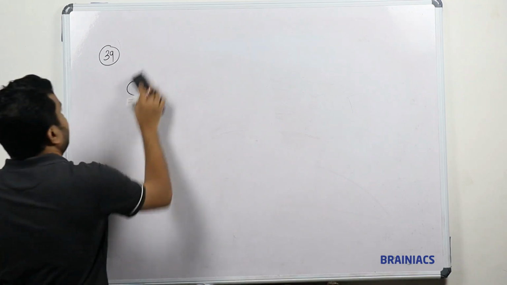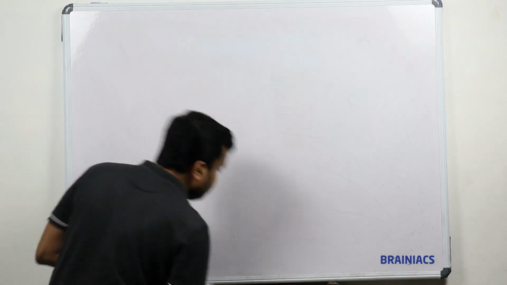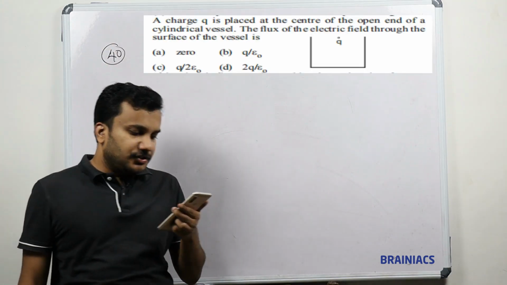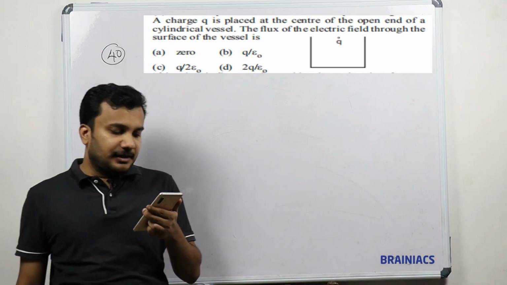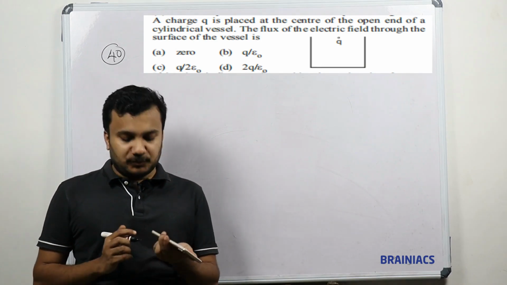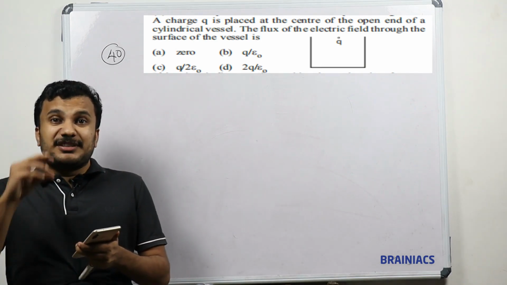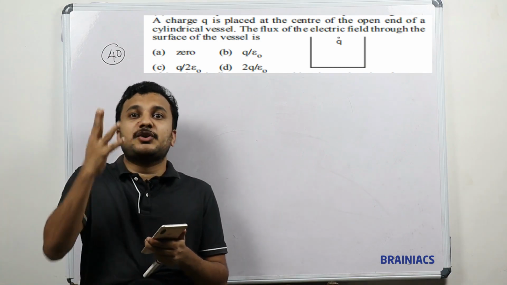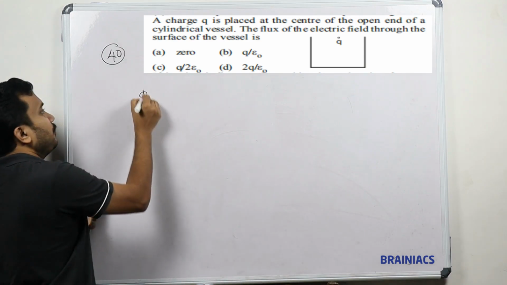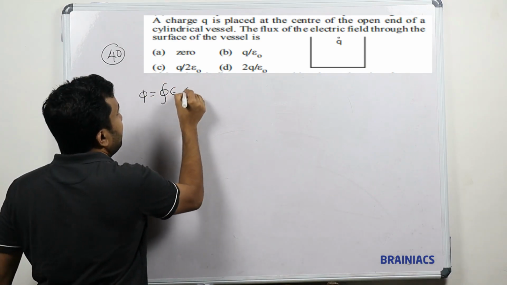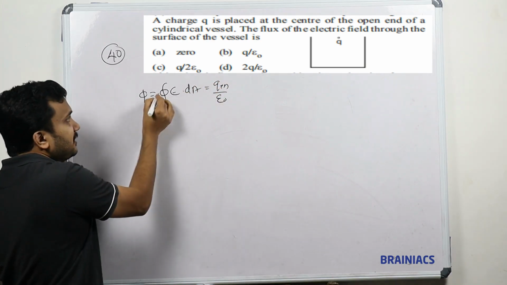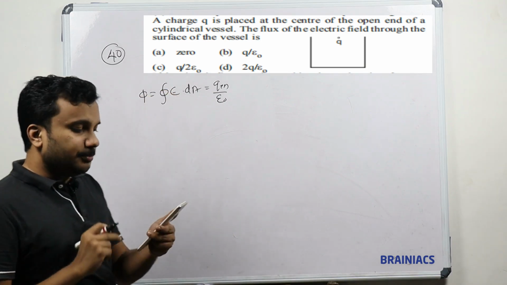We'll move to the next one, the 40th question. What is the 40th question, sir? A charge Q is placed at the center of an open end of a cylindrical vessel. The flux of the electric field through the surface of the vessel is, through the surface of the vessel alone. The vessel is an open surface. So what is flux? While defining it, we said flux will be equal to closed integral E dot dA, equal to Q enclosed divided by epsilon 0. In order to apply this theorem, I need a closed path. Any closed path will be here.